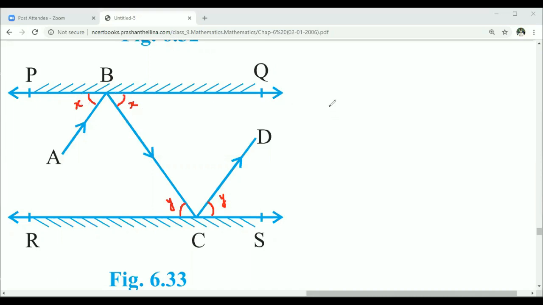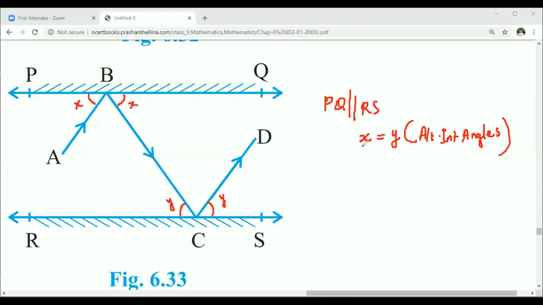Also, we already know PQ is parallel with RS. So the light ray reflected from B and incident at C is a straight line BC, which is a transversal. By considering this transversal, we can see x and y are alternate interior angles. Because of this result, x is equal to y. The reason is PQ is parallel with RS, and x and y are alternate interior angles with respect to the transversal BC.